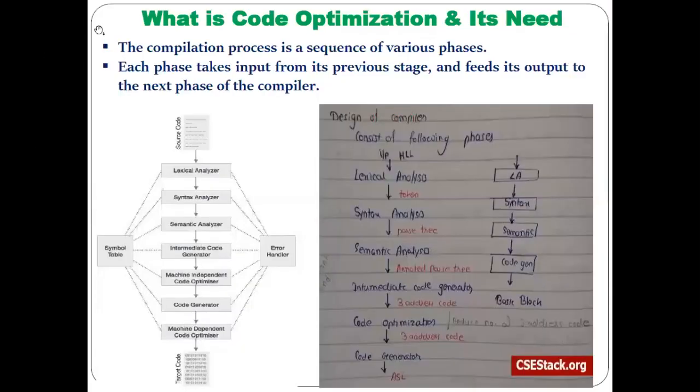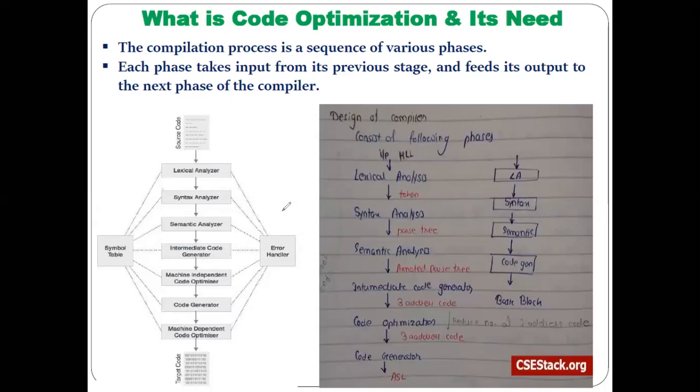As all of you are very much aware, these different phases of compiler we have already discussed: lexical analysis, syntax analysis, semantic analysis, intermediate code generation, and today we are discussing machine independent code optimization. Compilation consists of a sequence of phases, and each phase takes the input from its previous phase, generates some output, and gives that output as input to the next phase of the compiler.